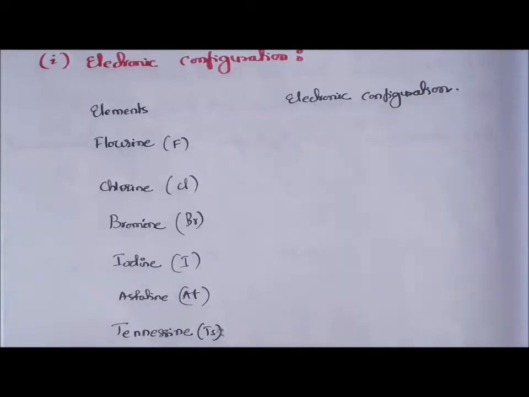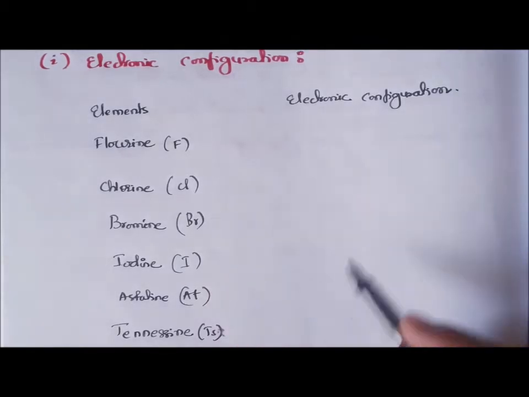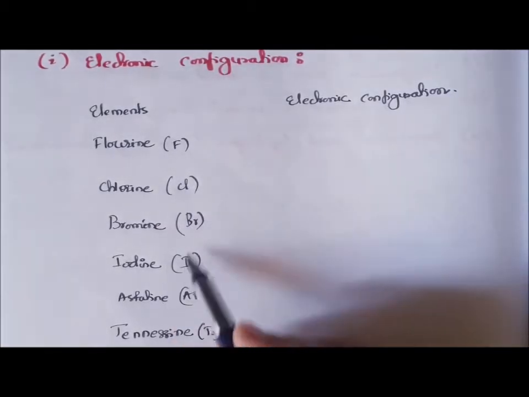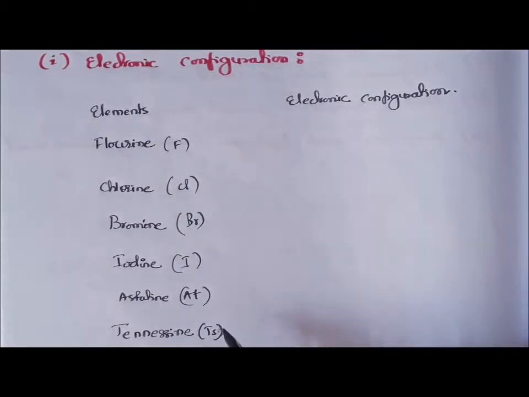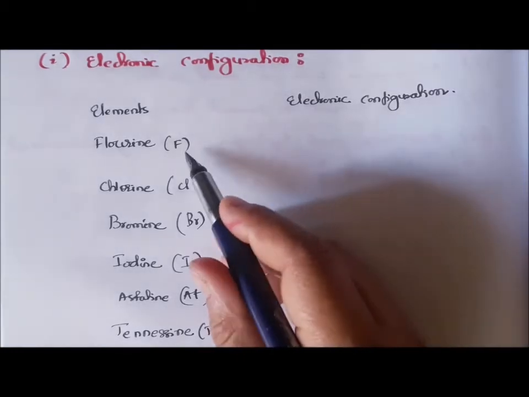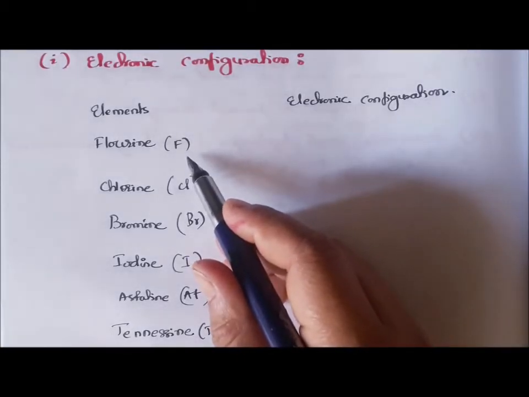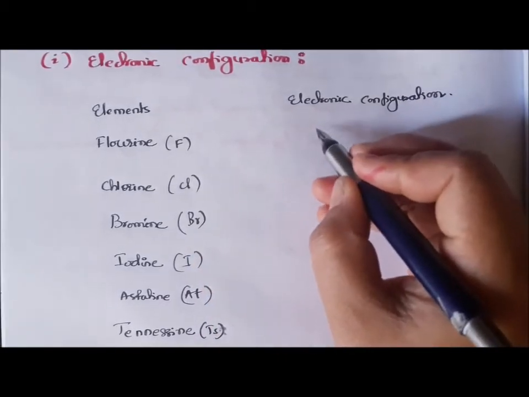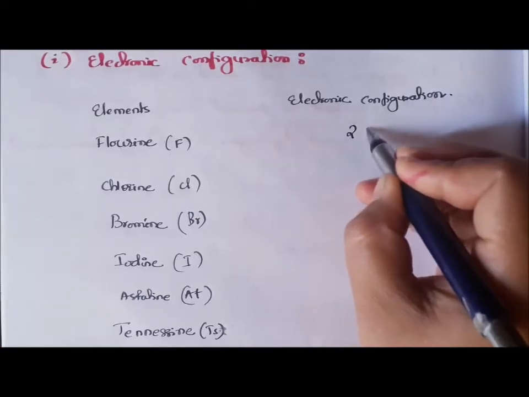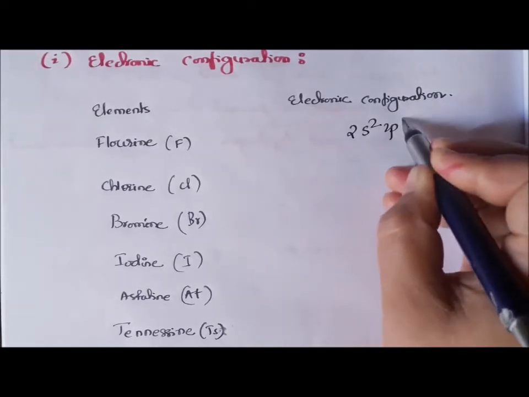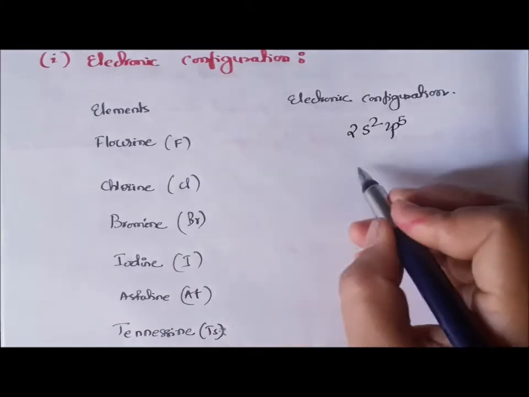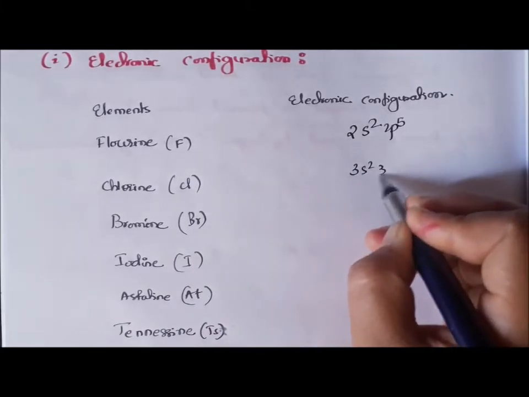We are going to discuss atomic properties, where first we'll discuss electronic configuration. Now the members are fluorine, chlorine, bromine, iodine, astatine, tennessine, right? Now the electronic configuration. So fluorine is in period 2, right? So what is its valence electronic configuration? It is 2s2 2p5. Then chlorine, period 3, so 3s2 3p5.